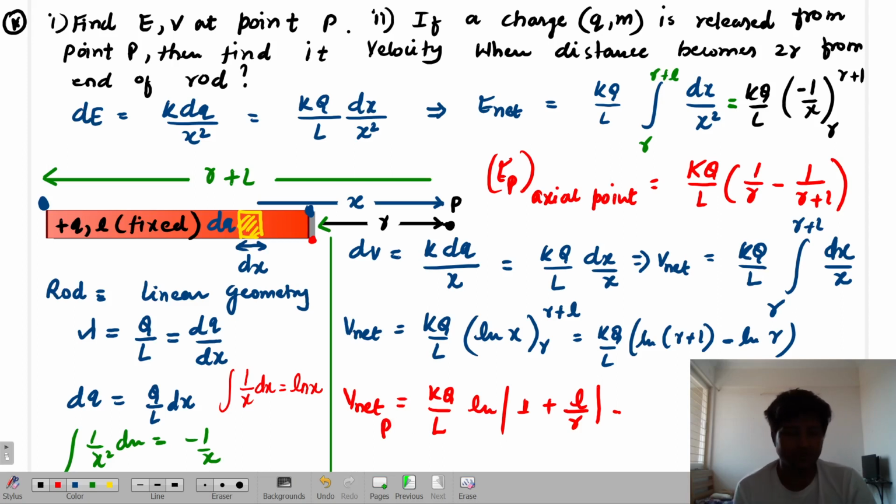So remember this formula. You have to learn it. You do not have to derive it in the exam. Write this. Make notes of this formula.